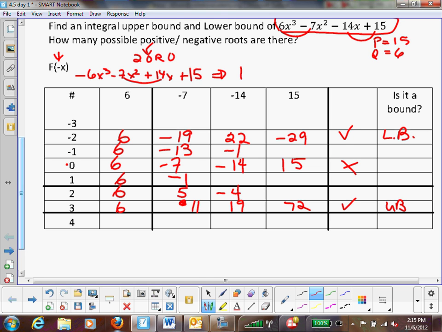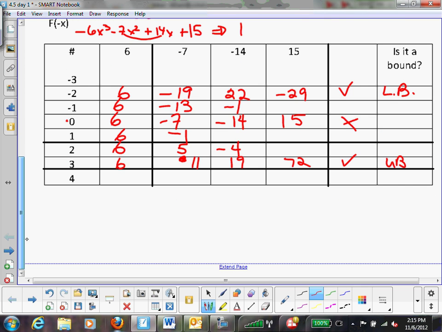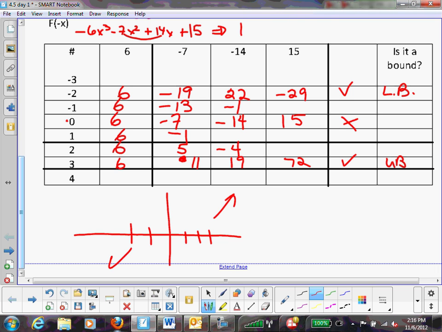I'm not looking for my zeros. I'm not asking where my graph is crossing the x-axis. I'm saying at what value will I not find any more zeros to the left or to the right? So if I look at my graph, Angela, I know that after negative 2 and after 3, I'm either always up here or down here. In other words, all of my zeros have to fall between these two values. This is telling me you won't find anything outside them.